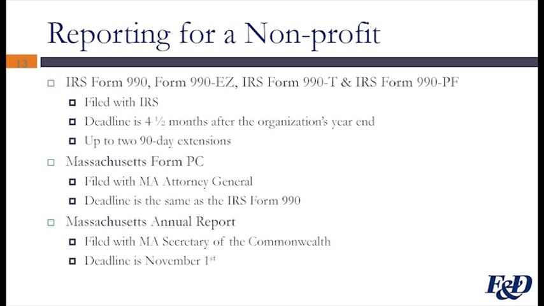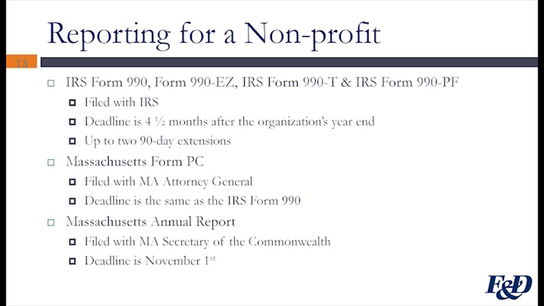The next section we'll be talking about is other reporting for a nonprofit or a healthcare organization. The first item we'll talk about is the IRS Form 990, and that comes in multiple forms. It's either the IRS Form 990, the Form 990-EZ for smaller healthcare entities, the IRS Form 990-T, which would be the taxable form if the organization has unrelated business income taxes, and then the 990-PF, which is for a private foundation.